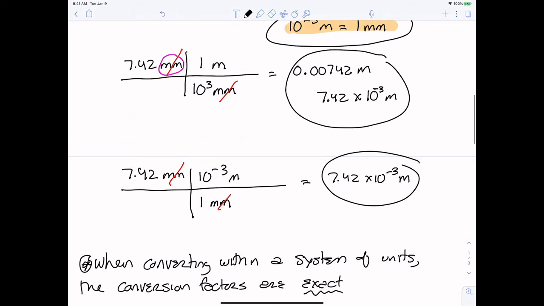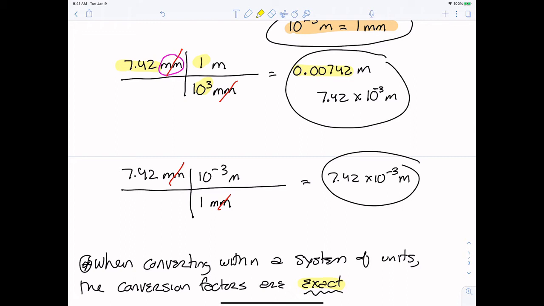So remember, our rule for multiplication and division is we want our answer to have the same number of significant digits as our original number with the fewest number of significant digits. So if I look, this has 3 sig figs. These have infinity because I'm within a system. I'm going from the metric system to the metric system, so they're exact. So they're an infinite number. So 3 is smaller than infinity. I want to have 3 in my answer.